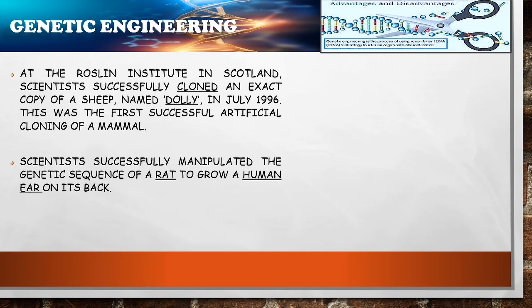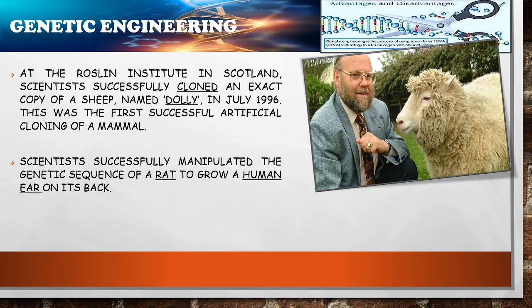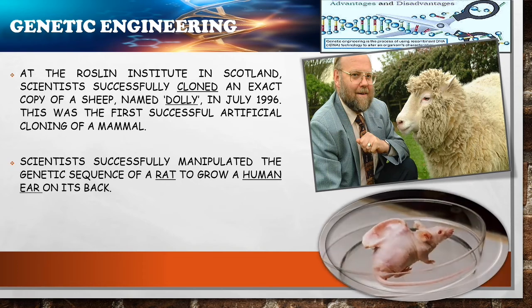Despite the strict regulation, genetic engineering progress has led to many experimental breakthroughs over the years. At the Roslin Institute in Scotland, scientists successfully cloned an exact copy of a sheep named Dolly in July 1996. This was the first successful artificial cloning of a mammal. Scientists also successfully manipulated the genetic sequence of a rat to grow a human ear on its back. These procedures are essentially a form of therapeutic cloning.